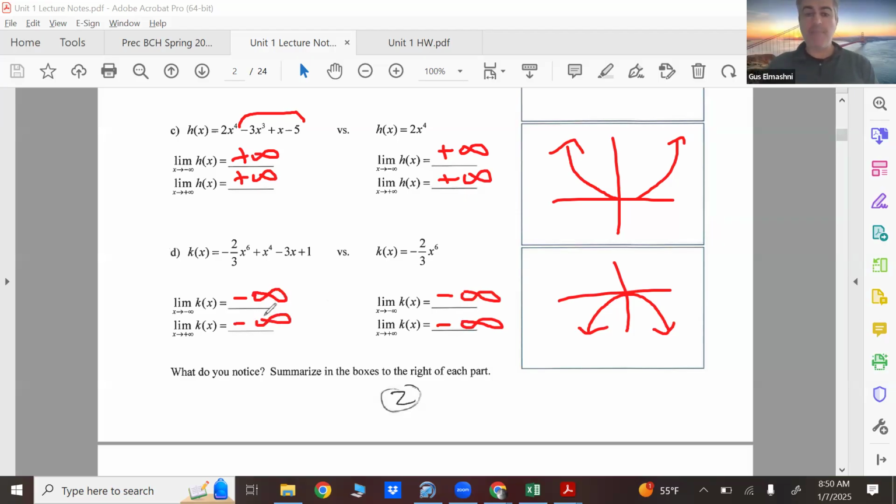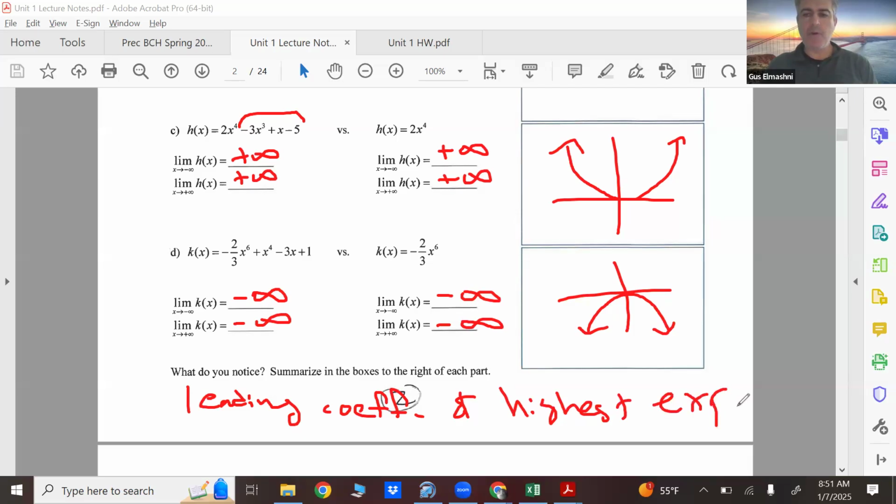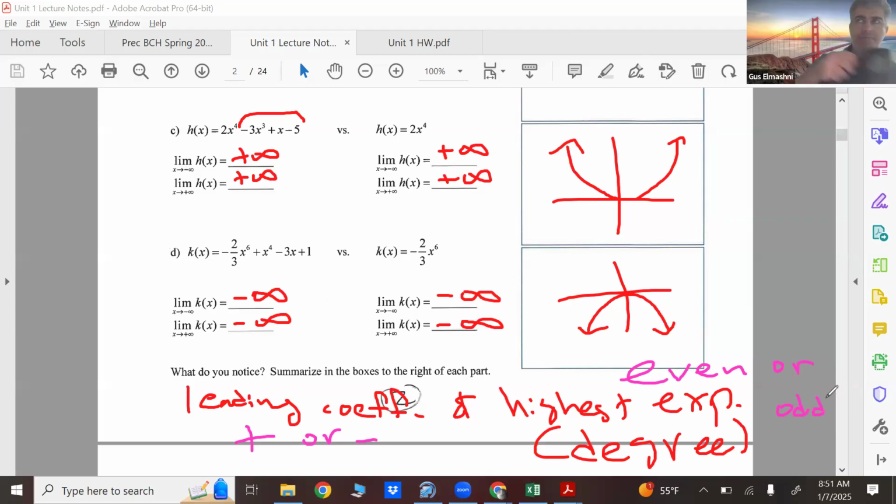So what do we notice? We have to focus on the leading coefficient and the highest exponent. What do we call the highest exponent? There's a term that we call it. What do you guys call it? Degree of the function. That's all you look at. For the leading coefficient, what do we care about? Whether it's positive or negative. For the highest exponent, we care about whether it's even or odd. That's what we care about.